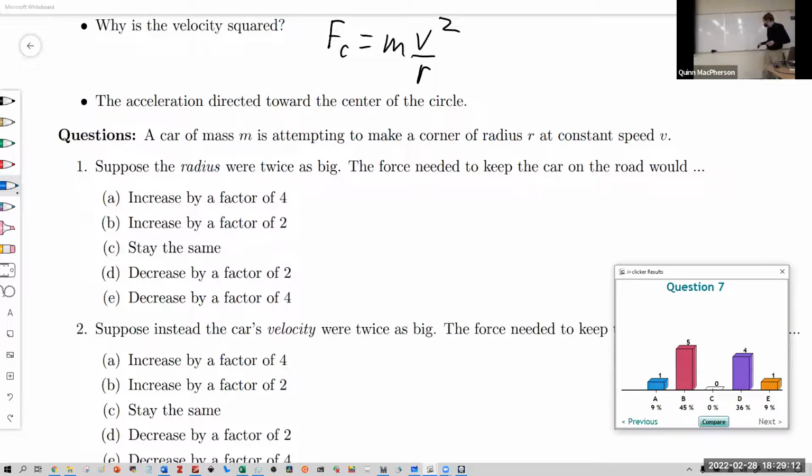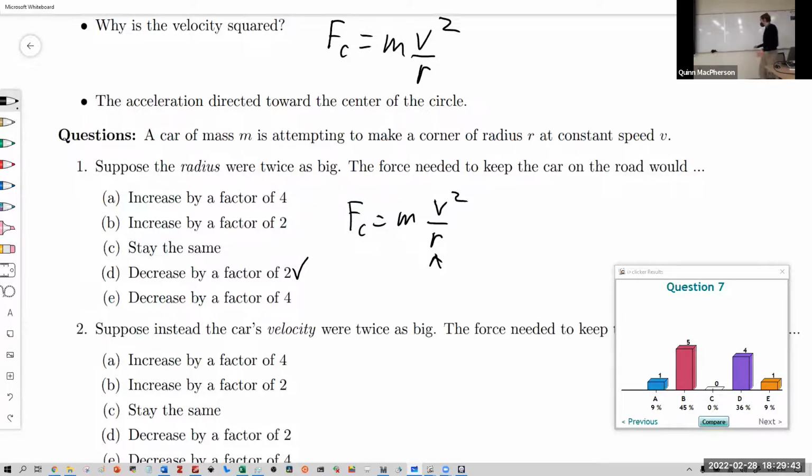Okay, so equation, force centripetal is equal to mv squared over r. Okay, so if we're going to double r, r is in the denominator. So if you double something in the denominator, it's like putting a 2 in the denominator. It means your force is half as big as it used to be. So it decreases by a factor of 2.